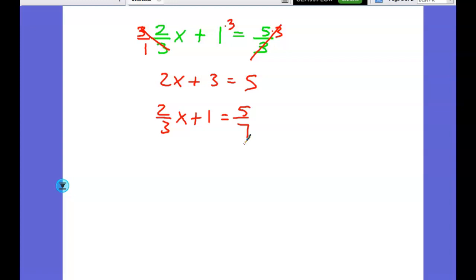The next thing I wanted to point out was, what can you not have on the bottom of a fraction? 0. So if you're not allowed to have the bottom of your fraction be 0, what is x not allowed to equal for this? 1. Because if it was 1, the bottom would be 0, right? Okay. So those are some things that we're going to be keeping in mind today as we do our lesson.